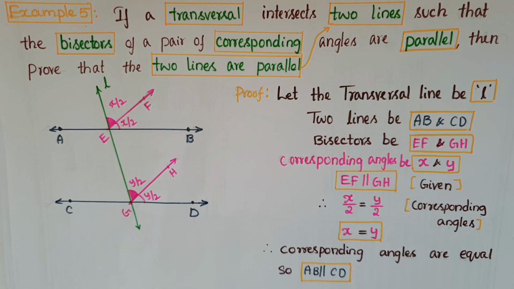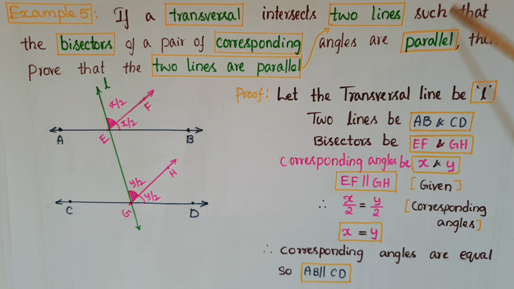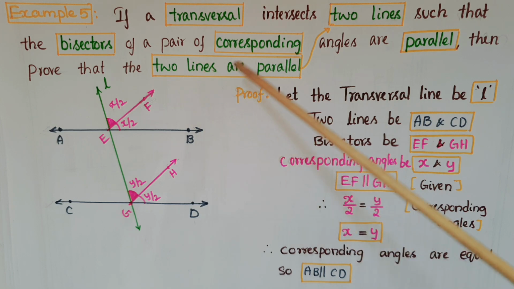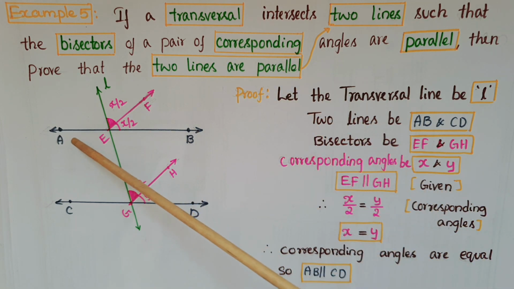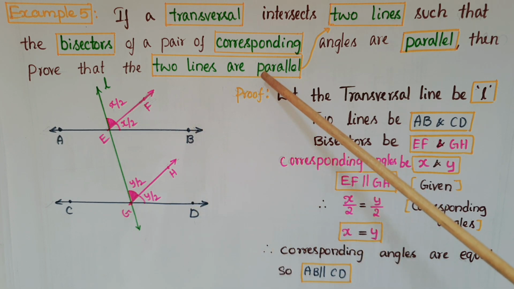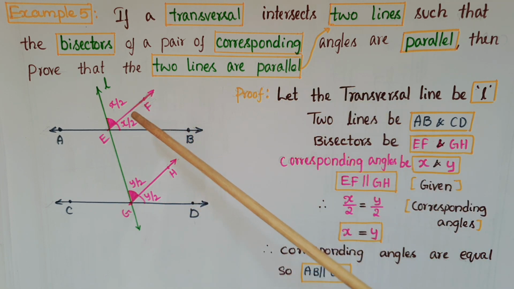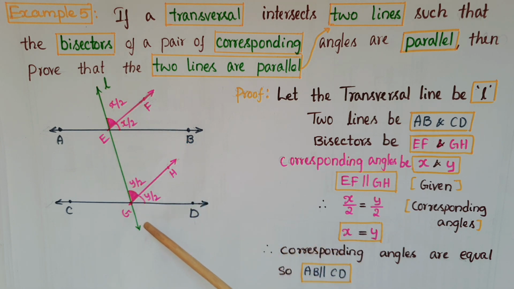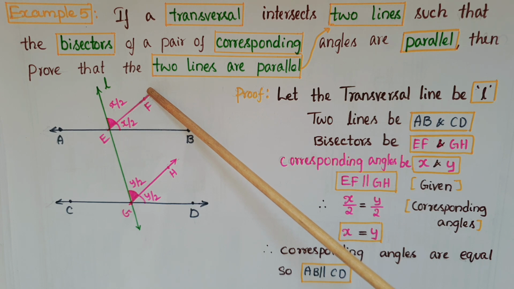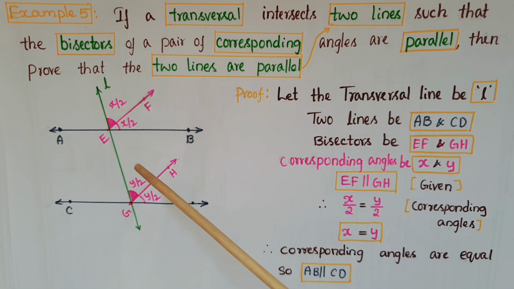This is example 5. If a transversal intersects two lines such that the bisectors of a pair of corresponding angles are parallel, then prove that the two lines are parallel. So let us assume the two lines are AB and CD, which are not parallel, that is not given. So the transversal line here is L, then the bisectors of corresponding angles. So these are the corresponding angles, this one and this one, and the bisectors here are EF and GH. So if the bisectors of corresponding angles are parallel, we have to prove that AB is parallel to CD.